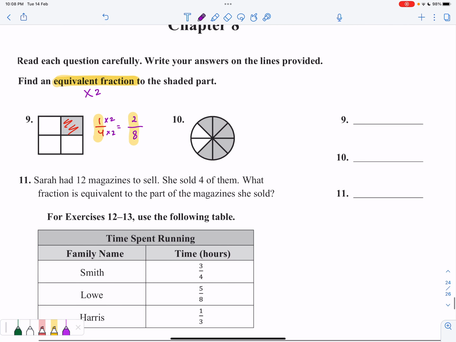So for the answer, write both of them. 1 over 4 is the fraction and 2 over 8 is an equivalent fraction.